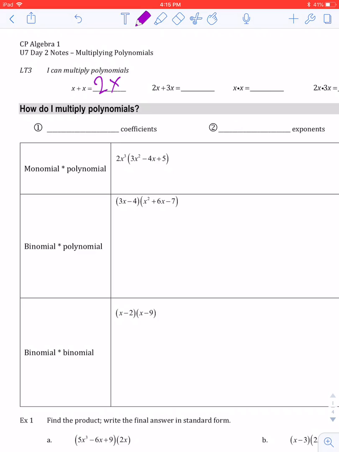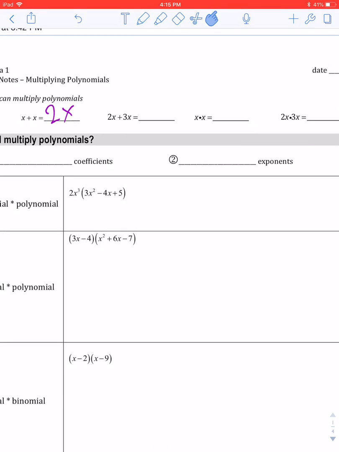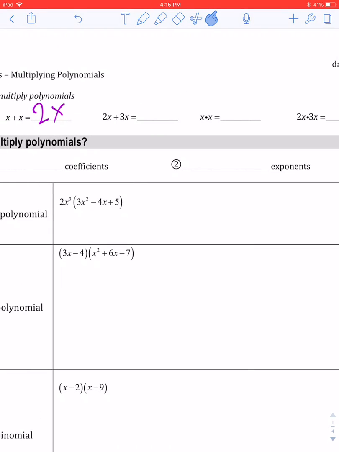Okay, if we move on to the next one, 2x plus 3x. Again, these are just like terms. The coefficients are different, but that doesn't mean anything for us. Okay, so we have 2x plus 3x. We're just going to combine those, and we'll get 5x.